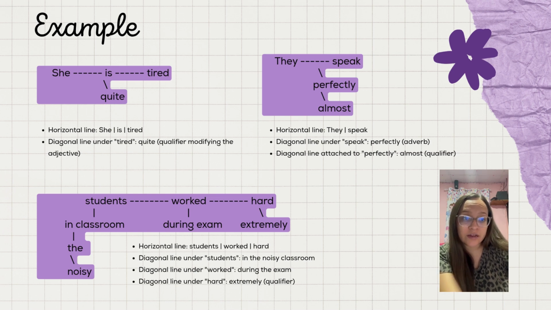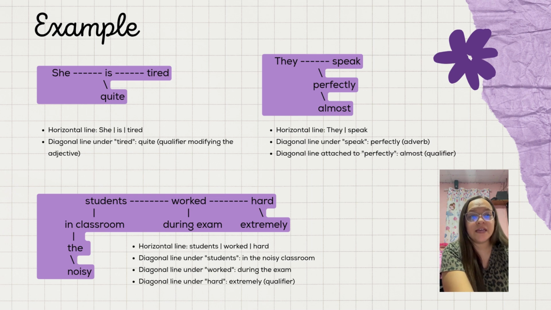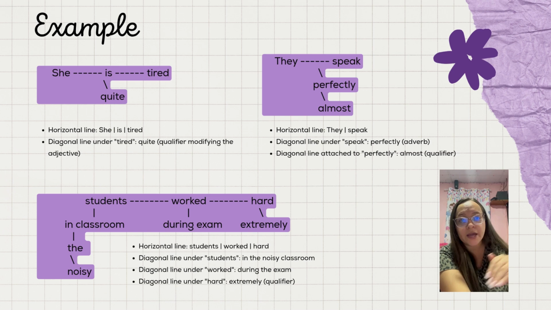Now we have the qualifier. Quite is a qualifier because it modifies the adjective tired. To show this in the diagram, we draw a diagonal line under the word tired and place quite on it. This shows that quite does not modify the subject or the verb, but specifically the adjective. It tells us to what extent she is tired.